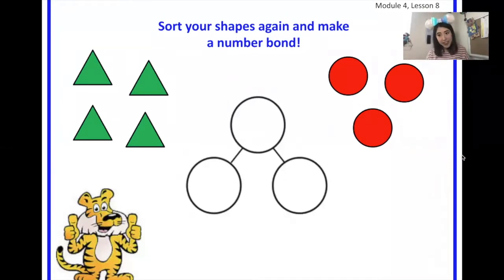Hi, I'm wearing mini ears because I can't find my bunny ears for today. So let's get started on our concept development. So we're looking at some shapes. I'm going to ask you a question and you answer me. Ready?